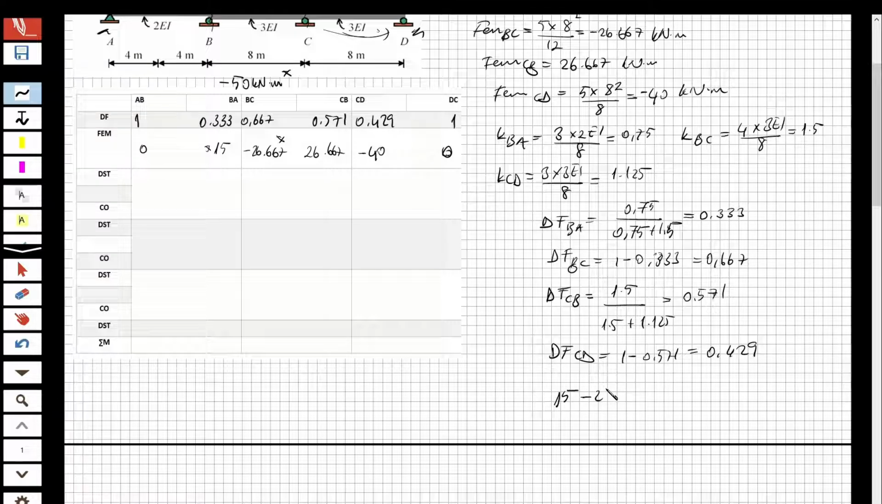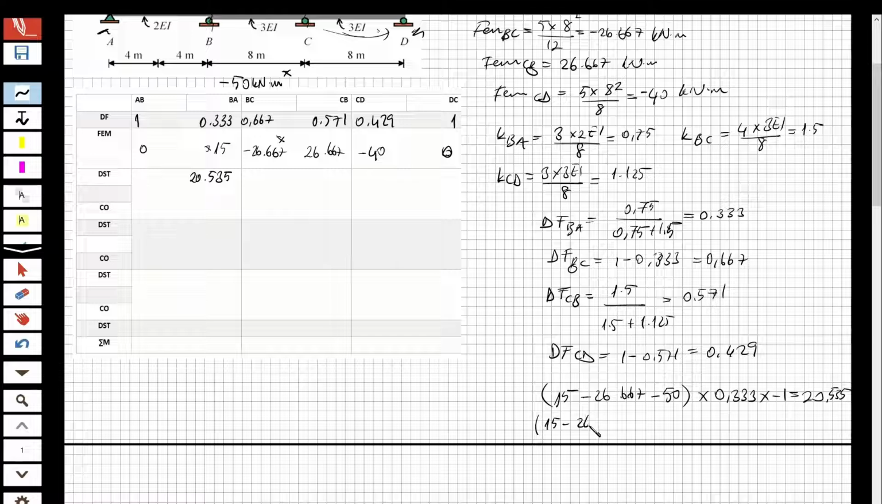15 minus 26.667 and minus 50. Okay. And multiplied with its own distribution factor, and also multiply minus 1, it's going to be equal to 20.535. Okay. 20.535. And for this one, it's going to be like this.